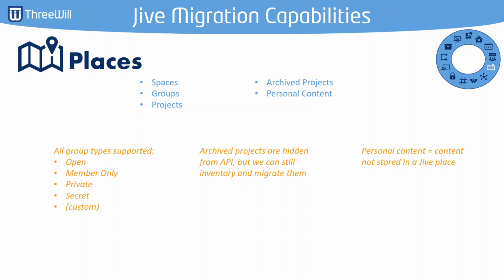Archive projects, while visible in the user interface, are hidden from the API that we use to extract Jive content, but we're able to get around that. In addition, personal content is content that a user creates in Jive but doesn't put into a Jive place. And so we call that personal content, and we can migrate that as well. Many times clients don't want personal content migrated, but for those that do, some of those clients like for us to migrate personal content to OneDrive, and those doing more of an archive migration like us to migrate personal content to SharePoint sites.